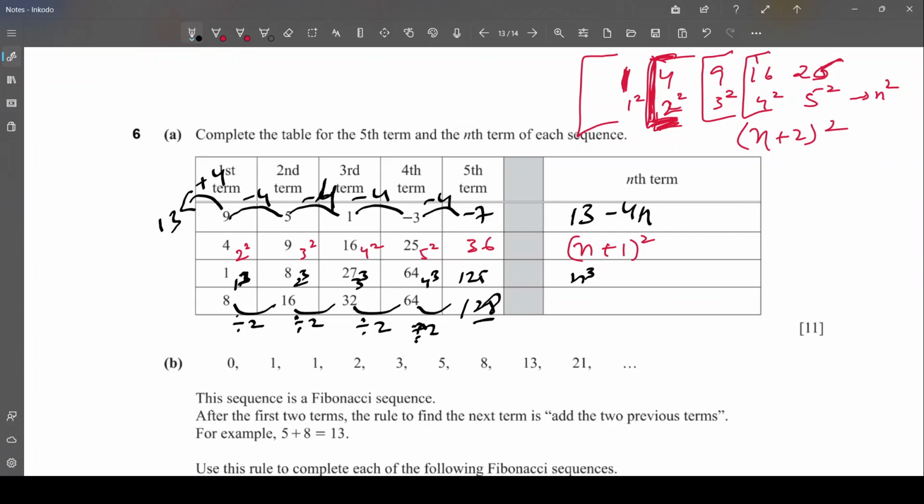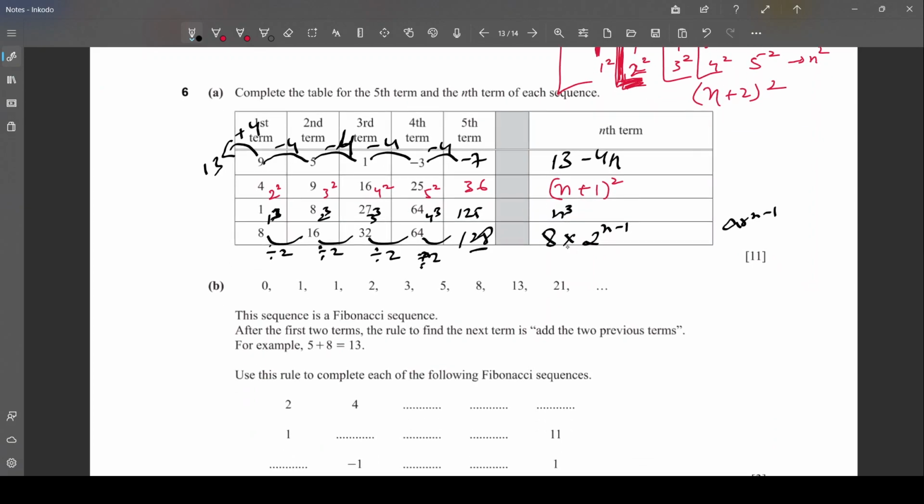So what is the nth term for this case? I already discussed this one: a r to the power n minus 1. So the formula is a into r to the power n minus 1, right? The first term a is 8, into r, the ratio, to the power n minus 1. That's all. You can further split this 8 as 2 raised to power 3 if you want. That is also fine. So this will become 2 raised to power 3 plus n minus 1, which is n plus 2.